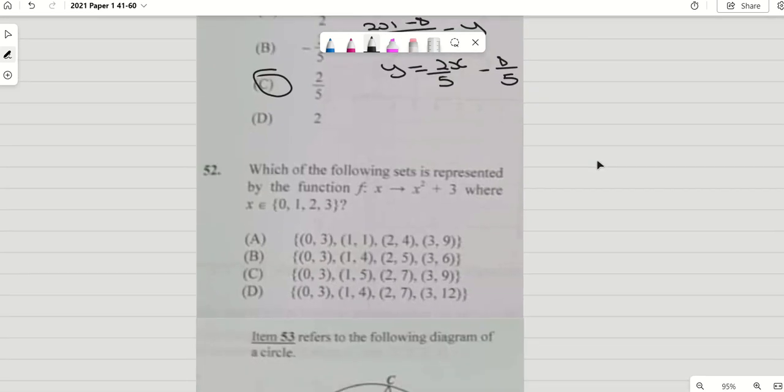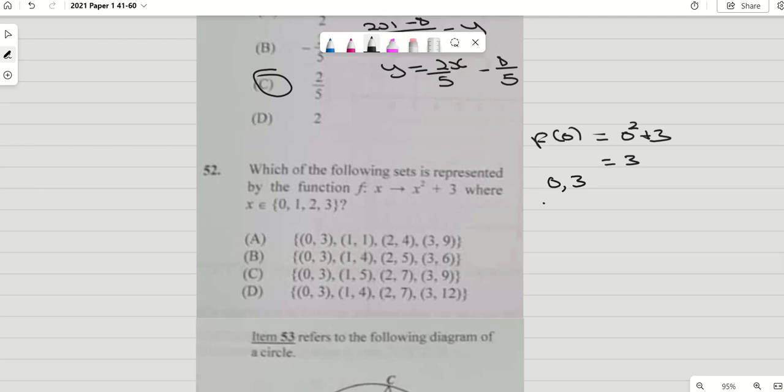Which of the following sets is represented by the function f of x is x squared plus 3, where x is an element of 0, 1, 2, 3. So x is 0, 1, 2, 3. They want to know what are the coordinates. So you have x, so you want your y values. Your y value is f of x, right? So what is f of 0? Wherever you see x, you put 0. So that's 0 squared plus 3, that is 3. So the first coordinate is x is 0, and y is 3. You look for that, that is A, B, C, D.